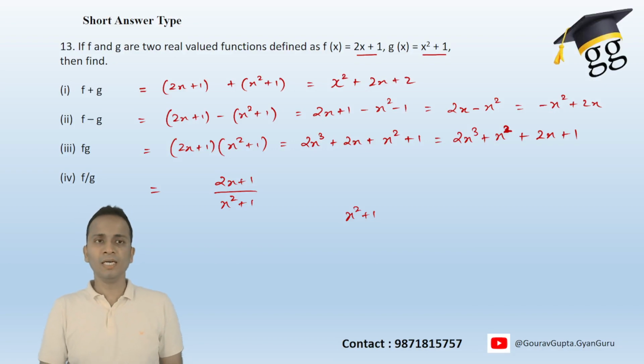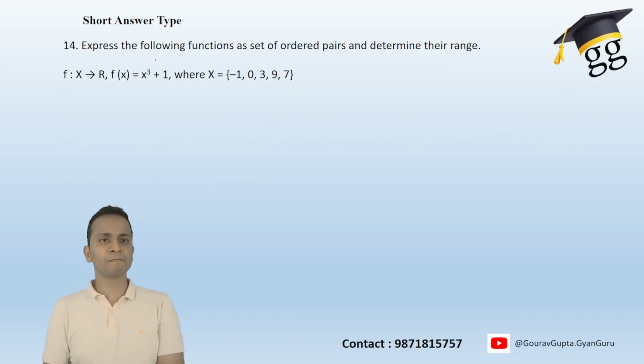Done. Next question, question number 14. Express the following function as a set of ordered pairs and determine their range. Okay. So we'll have to express this function as a set of ordered pairs where f(x) is equal to x cubed plus 1. So I'll take different values of x.